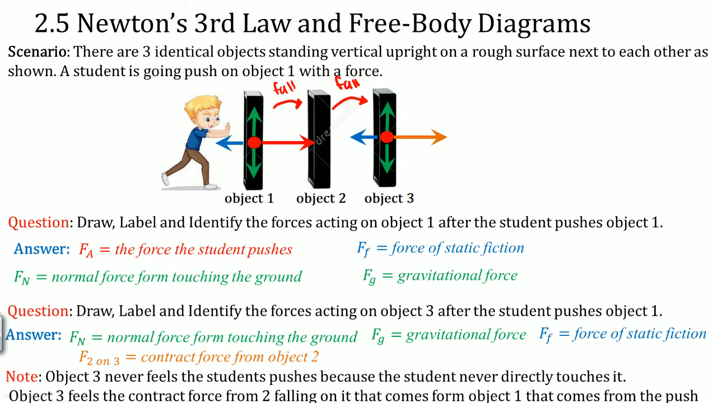Notice that object 3 never feels the student pushing on it. So whoever wrote this as FA is not correct. The student never touches object 3. Because the student never directly touches it, what touches object 3 is the contact force from 2 falling on it. That comes from object 1 being pushed by the student.